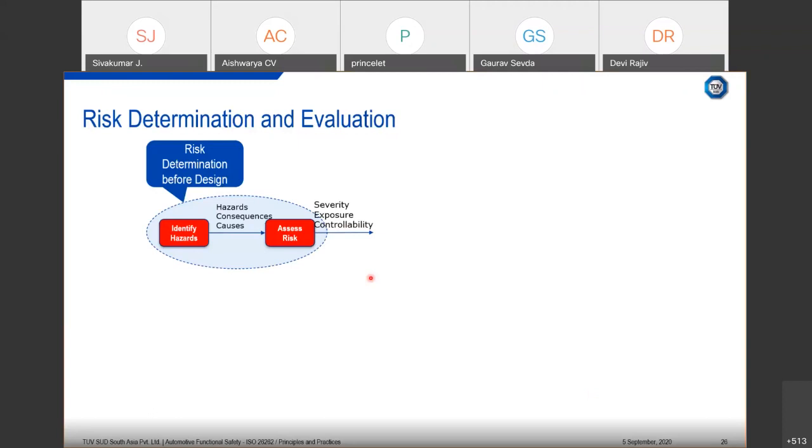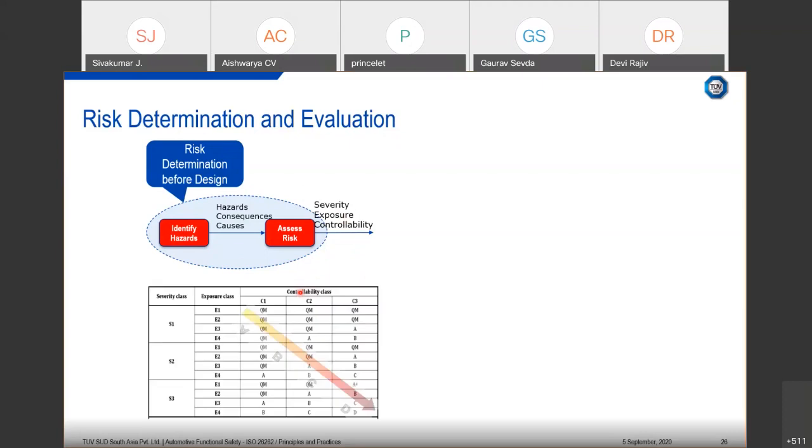So look at here. For the risk determination before the design, you need to identify the hazards and then start assessing the risk by understanding its severity, exposure, and controllability. In the standard, they have given this matrix table where they bring these three aspects: severity S1, S2, S3, exposure E1 to E4, and controllability C1 to C3. With this, the criticality is going like this.